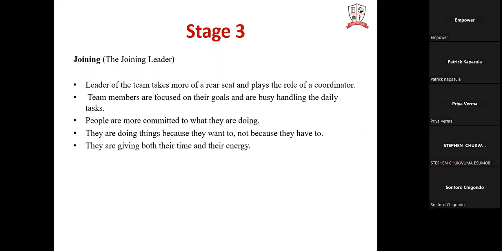And at this stage, the team members do things because they want to, not because they have to. They have intrinsic motivation to do and achieve. They're giving both their time and their energy.